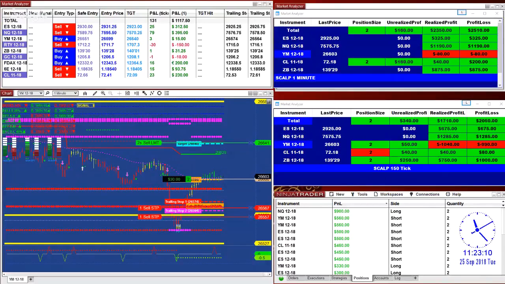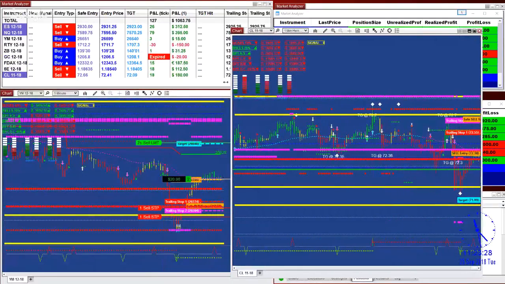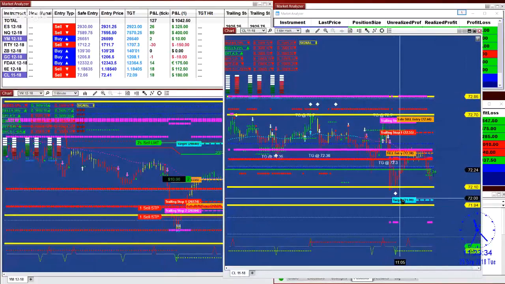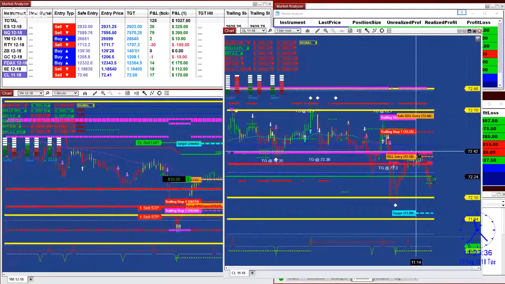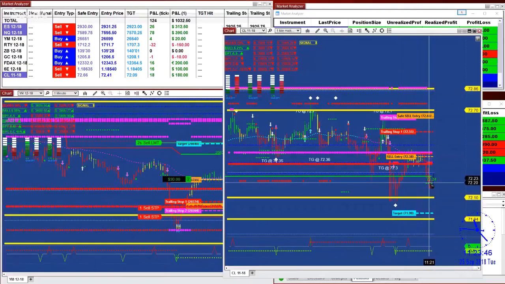The CL, Tony. You don't have the chart, Tony, but the CL did exactly what the CL has to do. If you're looking at the CL, here is your sell entry, missed the target by a few ticks, pulled back exactly to the entry signal and then reversed. So the CL did exactly what it's supposed to, Tony. And now we are sitting here with the projection at 72.20.